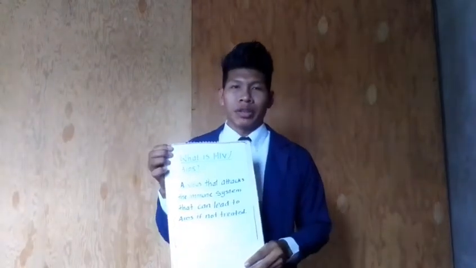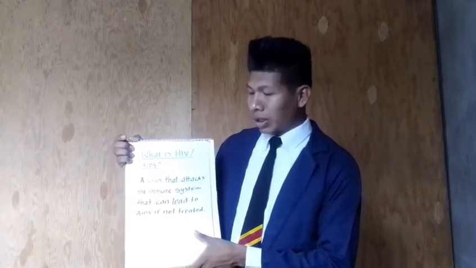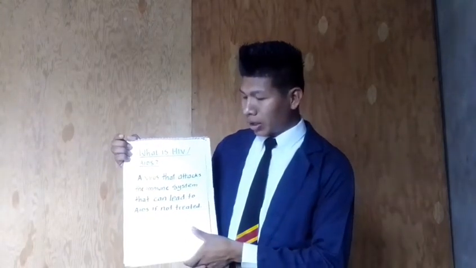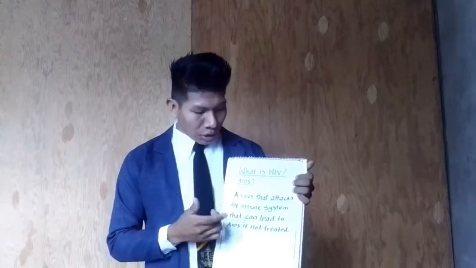I have an information chart here that says HIV/AIDS is a virus that attacks the immune system that can lead to AIDS if not treated. Right? So the virus attacks the immune system, the system that is responsible for fighting disease and keeping you healthy and safe. So if you contract that virus, it attacks that system, it weakens you, and if you are not treated, it can go on to becoming AIDS. Okay? Now Sir is going to tell you what are the causes of AIDS.